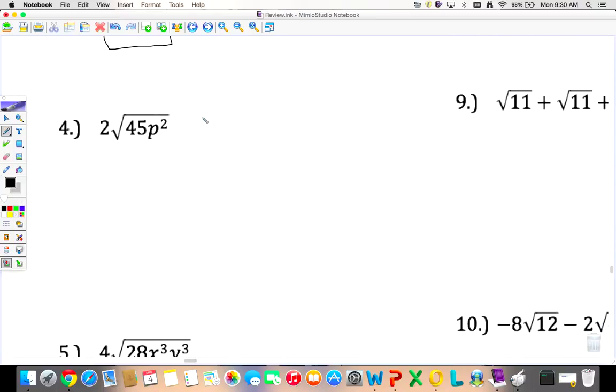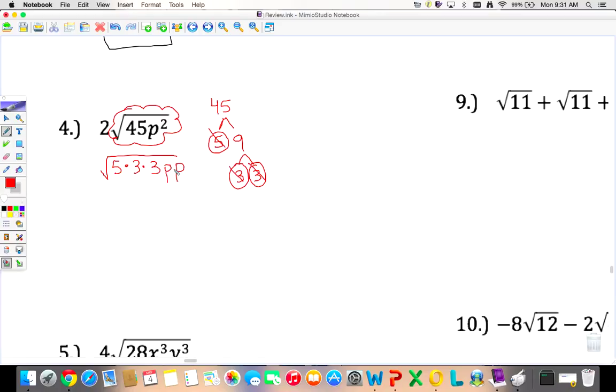Alright, number 4, we have 2 square roots of 45p squared. So we're going to start first with the square root of 45p squared. So we got 45. Okay, we can do 5 and 9. 5 is a prime number. 9 we have 3 and 3. So we have 5, 3, and 3. So we have the square root of 5 times 3 times 3. All my prime numbers are done. Then we have p times p.